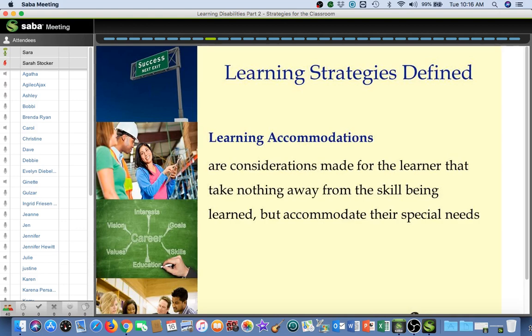Learning accommodations are considerations made for the learner that take nothing away from the skill being learned, but accommodate their special needs. For example, allowing a learner with auditory processing challenges to use an empty room to work, or checking and possibly changing the lighting in the classroom for learners with visual processing challenges.